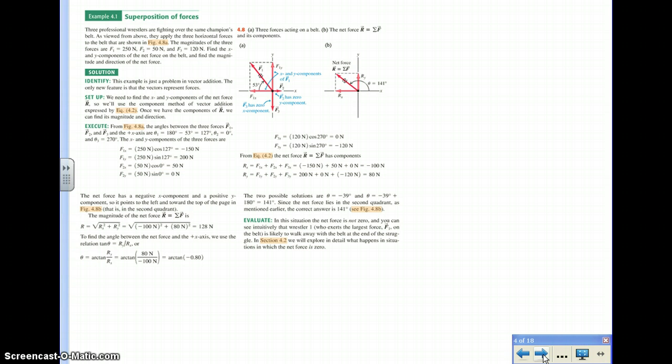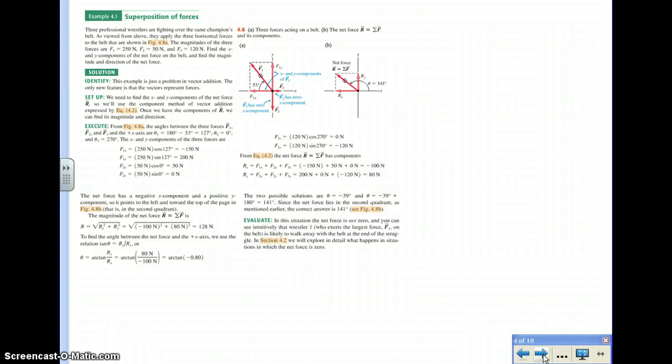There's a pretty good example in your book about superposition of forces. In this case, they're talking about professional wrestlers fighting over the same championship belt. And in this example in your book, example 4.1, the wrestlers are pulling with three different magnitudes, 215 newtons, 50 newtons, and 120 newtons on the same belt. And pretty much what they want to know is, what are going to be the components of the net force acting on the belt.